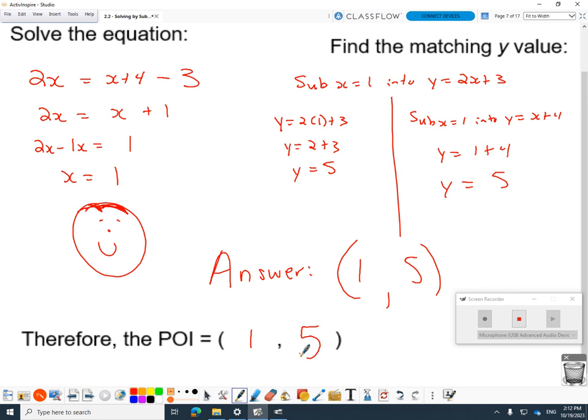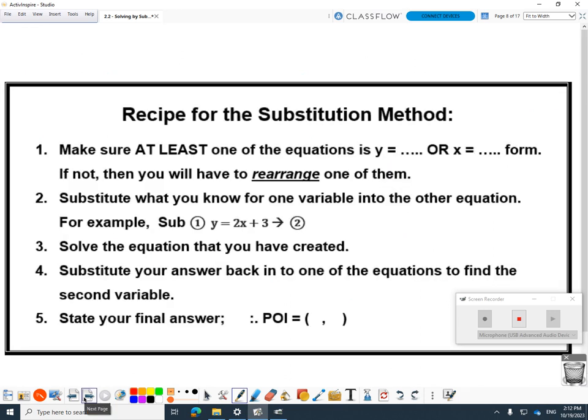Ms. Todd, it's a lot of steps, man. Please tell me you got something better to do the steps. I do. There's a recipe right there. Recipe says, make sure at least one of the equations is y equals or x equals. Substitute it in. Solve what you've created, and then substitute it in again.